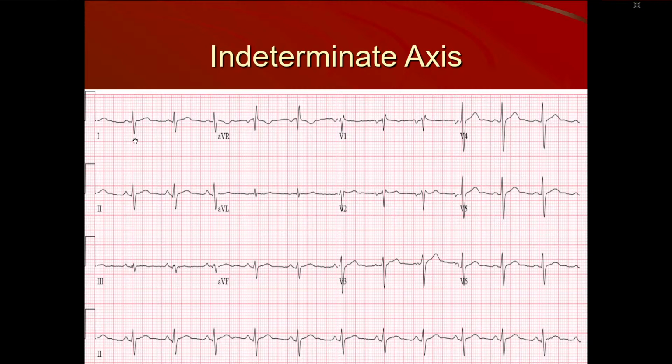Now this is indeterminate axis. R equals S roughly. Almost in all the leads you are seeing isoelectric complexes. So this is termed as axis indeterminate. You cannot comment on the axis. And what else is there? We can't just limit ourselves to axis interpretation in this ECG. We have to find something else also. So we'll go ahead.